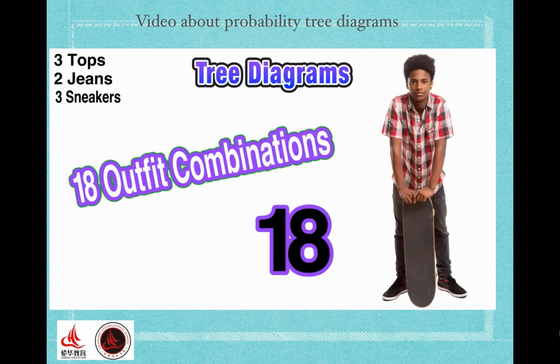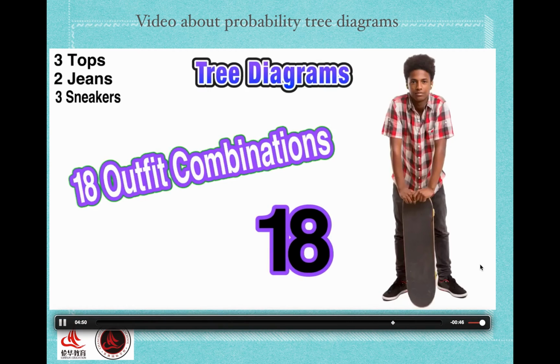So just be aware of how to construct the tree diagram to represent scenarios like this, and also be aware of the fact that you can multiply the number of choices together, and that product will represent the total number of combinations for whatever it is you're looking at.